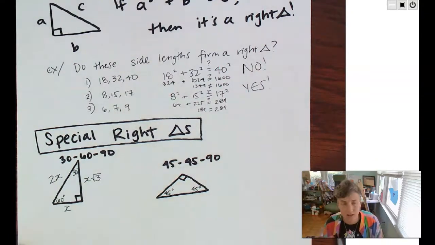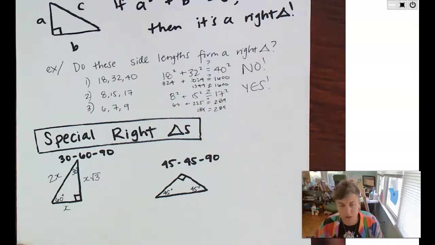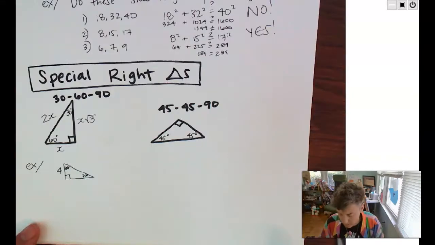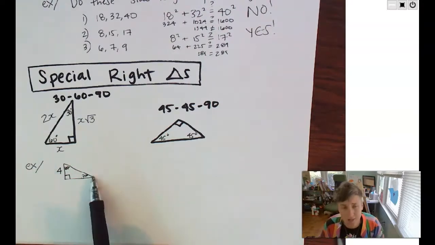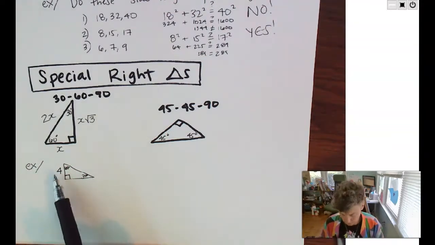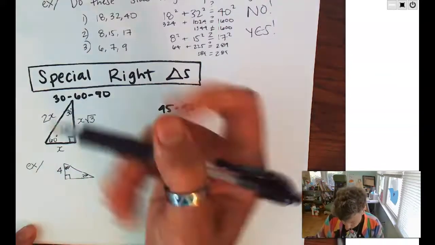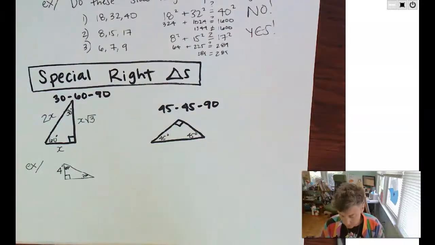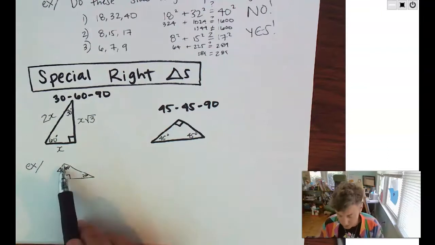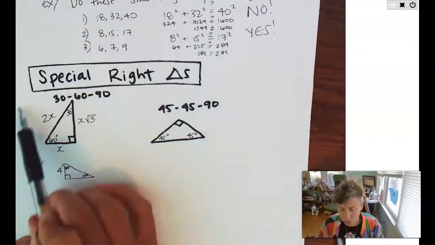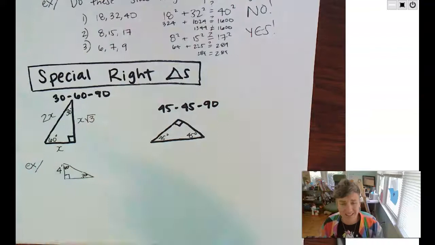So let's do a quick example with our 30, 60, 90 triangle. We've got this 30, 60, 90 triangle here. The side across from the 30 is 4 units long. Let's say 4 feet. 4 feet long, that's the symbol for feet, right? So using these rules right up here, we can figure out the other two sides lickety-split.